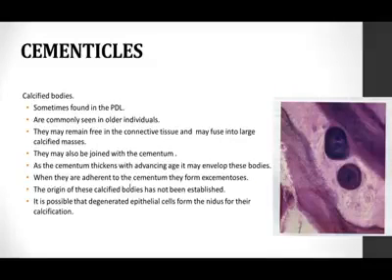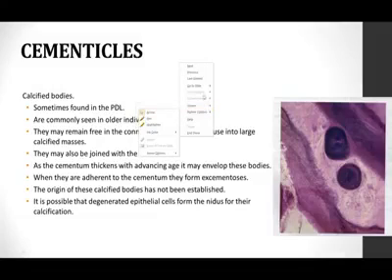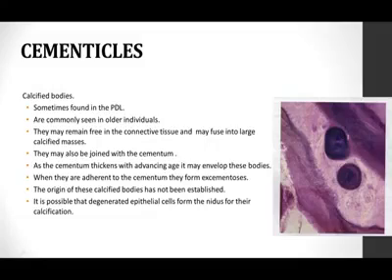The origin of these calcified bodies is not established. It is possible that the degenerated epithelial cells within the periodontal ligament could form the basis of the calcification. So these structures basically are the calcified bodies. As you can see here in this figure, this dark purple calcified round body is a cementicle, which is present in the soft connective tissue of the periodontal ligament. It could be possible that a degenerated epithelial cell within the periodontal ligament could form the basis for the initiation of this sort of calcification.